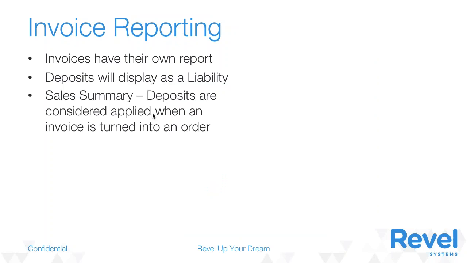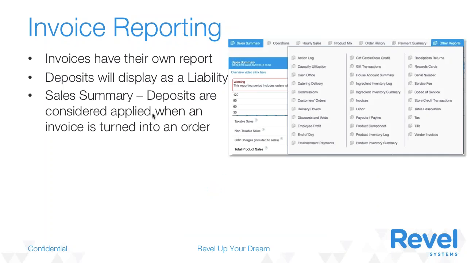So invoices do have their own report. You're going to see it in your report section under other reports and invoices, right in the middle column there. As I mentioned, when you accept a deposit on an invoice, it will display as a liability, and you'll see this indicated on your sales summary.